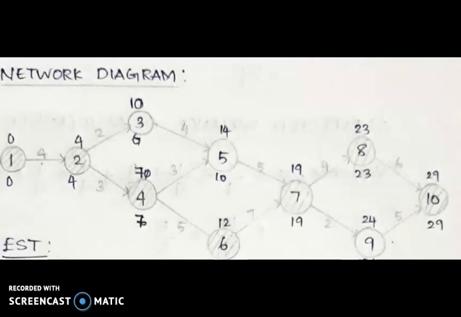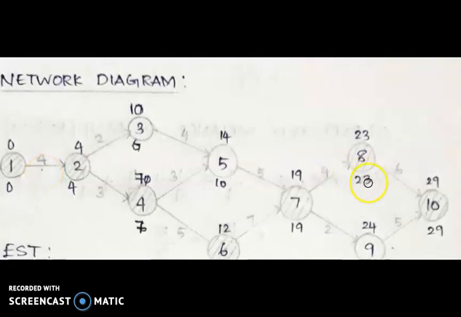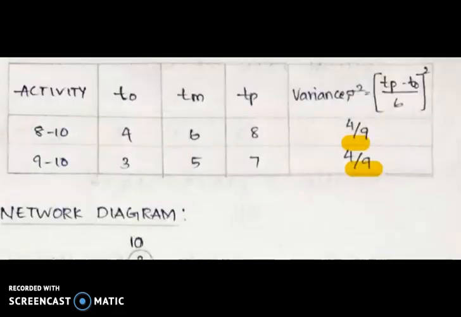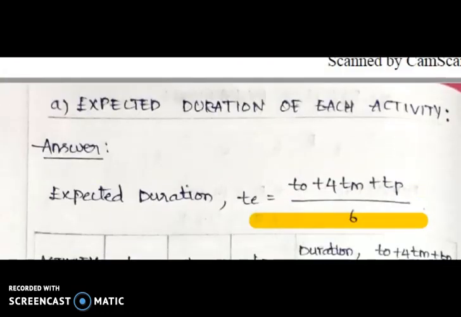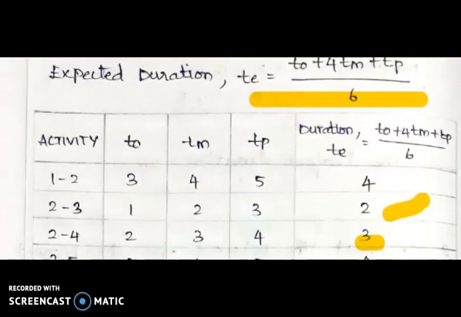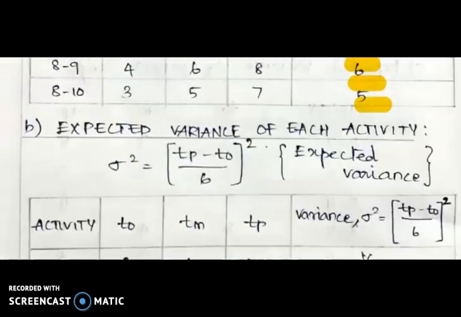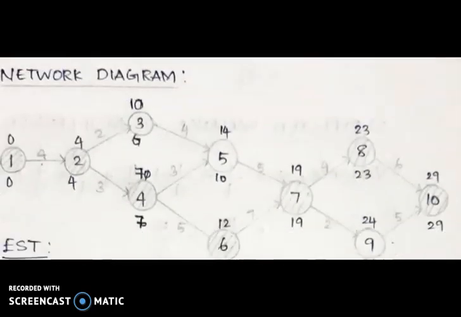Find out the network diagram and the expected project length. We have to draw the network diagram. Here the network diagram starts from 1 to 2, and the value will be 4. We have already found the value: 1 to 2 is 4, and 2 to 3 is 2. Similarly, draw the network and mention each activity's timing value.